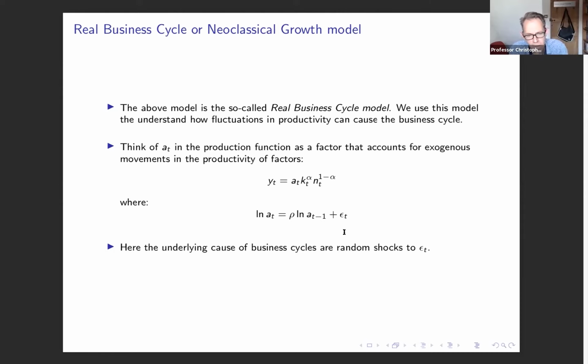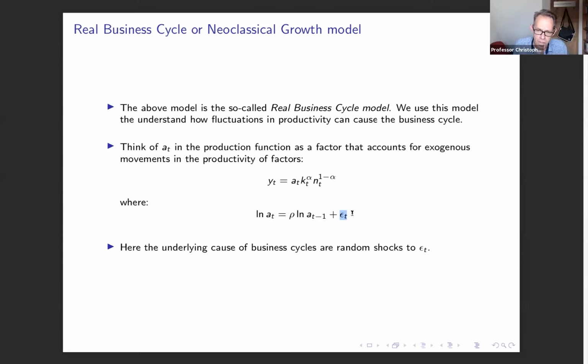If you think of A in the production function as a factor that accounts for exogenous movements in the productivity of factors, then exogenous shifts to A, in a model like this, some sort of autoregressive process, can explain business cycles, because you've got random shocks in this term here. This is like a white noise shock. So you get small fluctuations in this, and that causes large fluctuations in output over time. That's what we do in order to explain booms and busts.